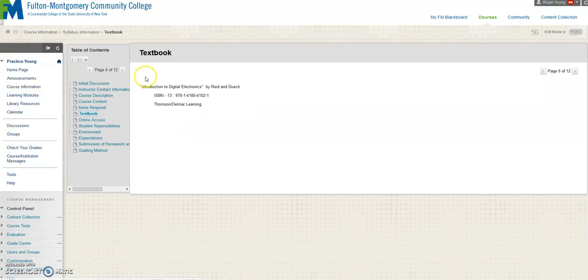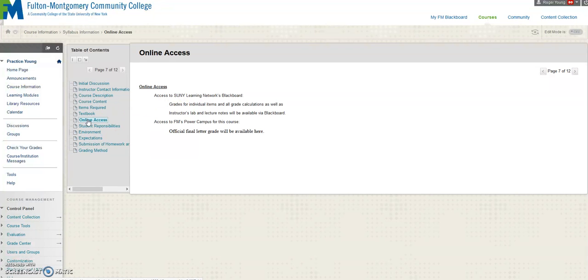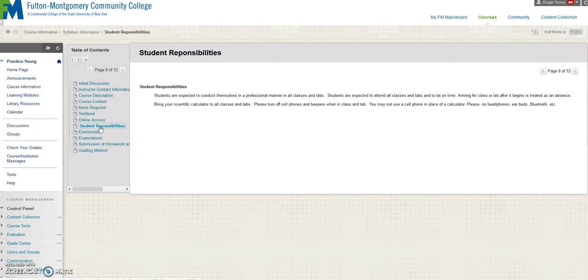A textbook, here's the information for the textbook. Online access, you need to have access to Blackboard. The grades will all be located in Blackboard. Your final grade will be located in Power Campus. Student responsibilities talks about how they're expected to conduct themselves.